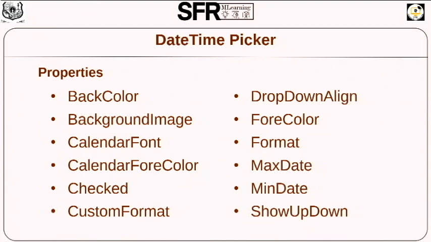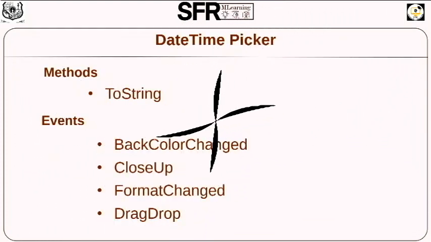Next one is Text. It is used to get or set the text associated with this control. Value is used to get or set the time or date value assigned to the control. In the DateTimePicker control, there is only one important method for this control, that is the ToString method. It returns the string representing the control. In this, string means the date or a time.